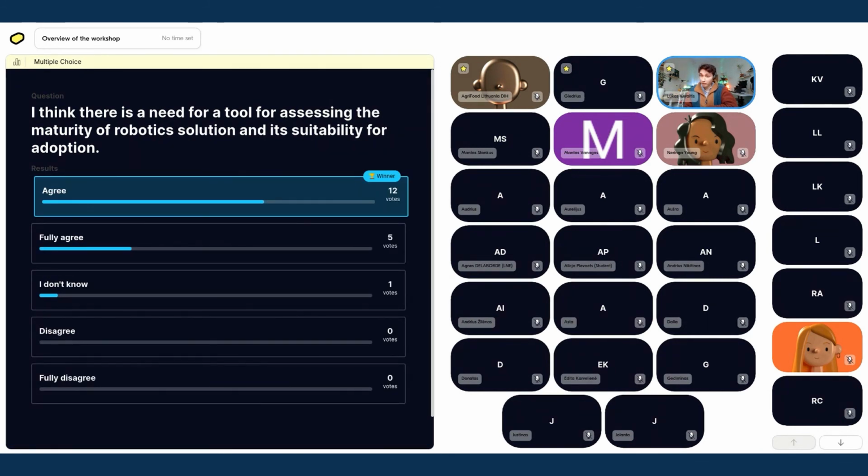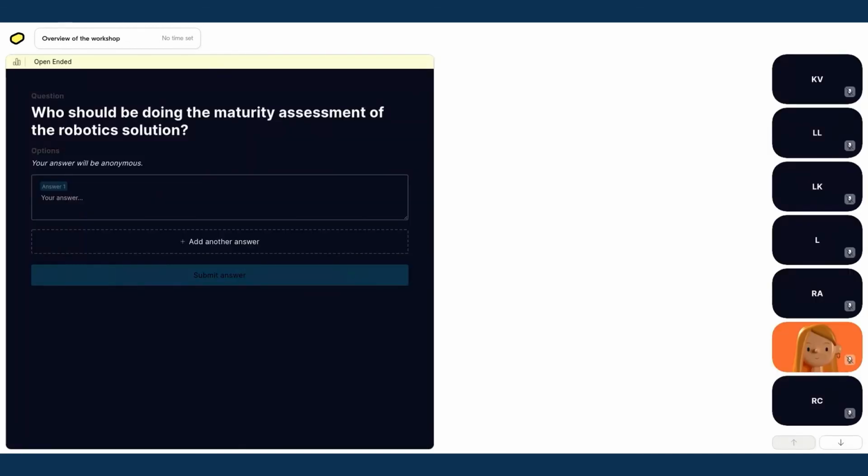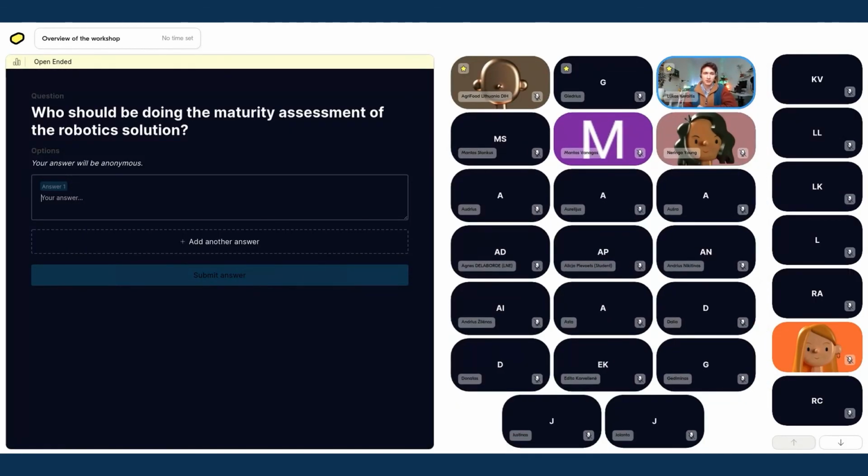There are a few open-ended questions. My bad. I know you maybe want to go to lunch, but let's do this really quickly. I thought there were no open-ended questions at the end, but there are a few. Who should be doing the maturity assessment on robotic solutions? So who should be doing the thing that you just voted should be done? Who should be responsible for it?